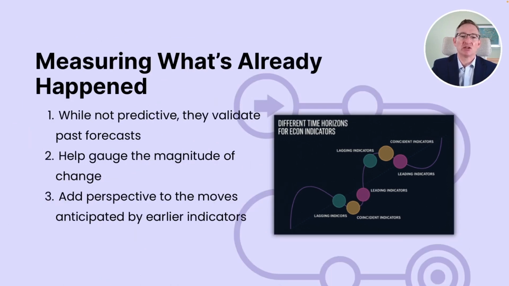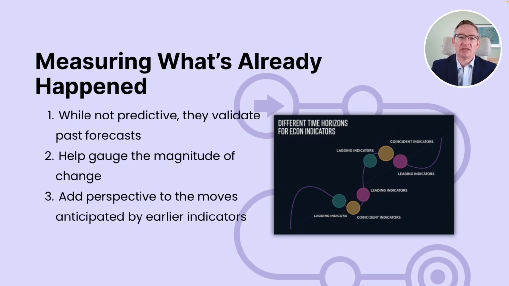Now you might say to yourself, what is the point of tracking lagging indicators if they're telling you what's happened after the event? Well, what they do is they give a sense of the scale. They help us to understand how deep or widespread a shift in the economy really is. And of course, they back up what the leading and coincident data has already hinted at.